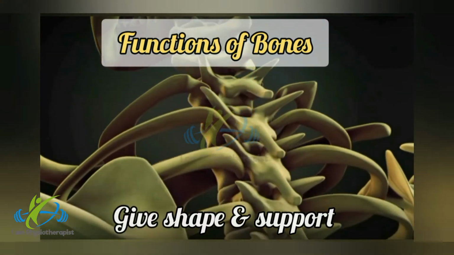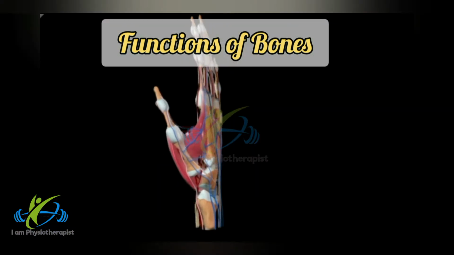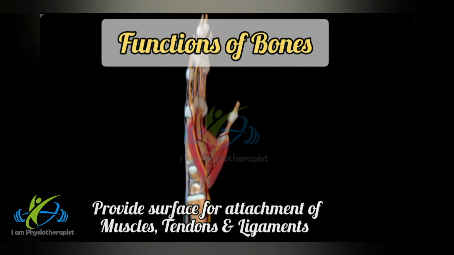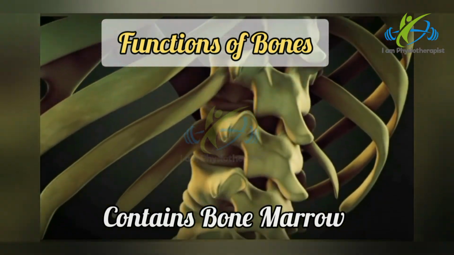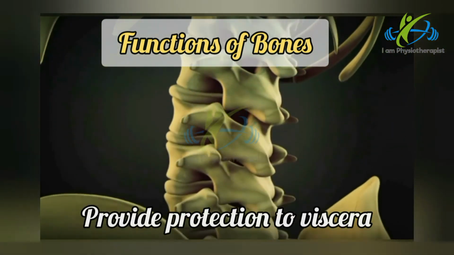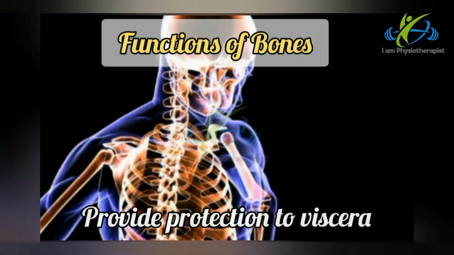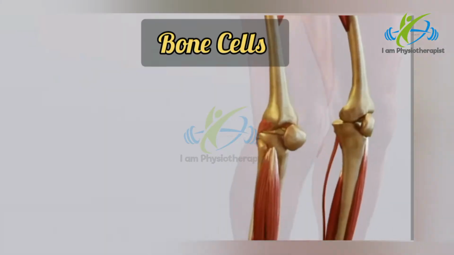Bones give shape and support to the body, and resist any form of stress. They provide surface for the attachment of muscles, tendons, and ligaments. They contain bone marrow, which is the factory of blood cells. The bones provide protection to the viscera, like the skull, vertebral column and thoracic cage protect the brain, spinal cord and thoracic viscera respectively.